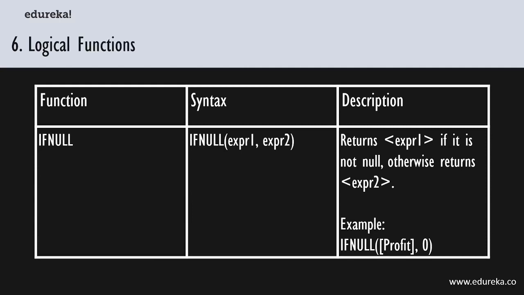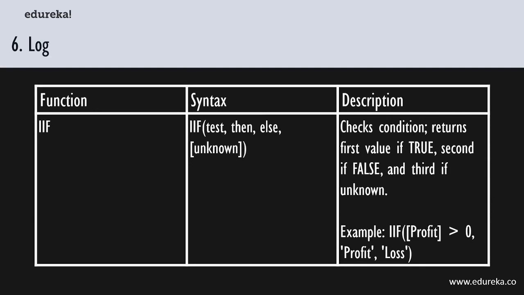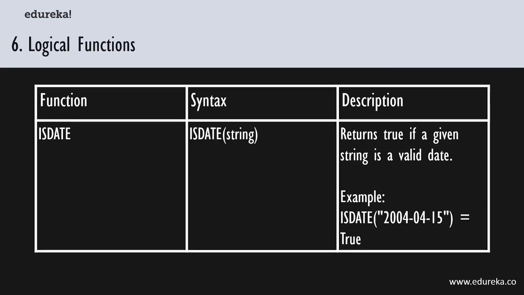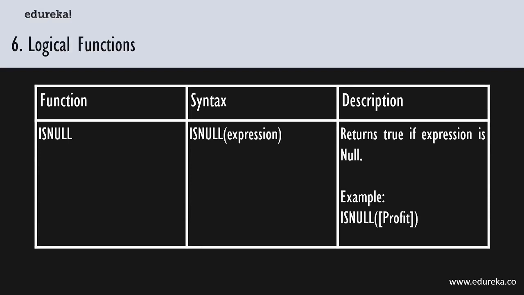Then we have if null, which returns expression 1 if not null, otherwise returns expression 2. It is basically like a regular if function, except it just checks for one condition: if the expression you've put in is null or not. Next is iif, which checks whether a condition is met and returns one value if true, another value if false. It's basically like a test case, and an optional third value or null if unknown. Next we have isDate, which returns true if a given string is a valid date. It's no big deal. Then we have isNull, which returns true if the expression does not contain valid data, which is if your expression is null.